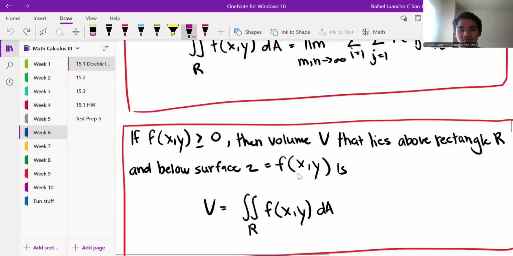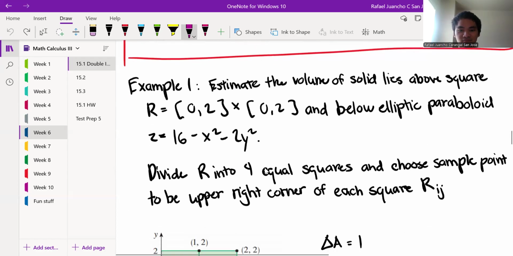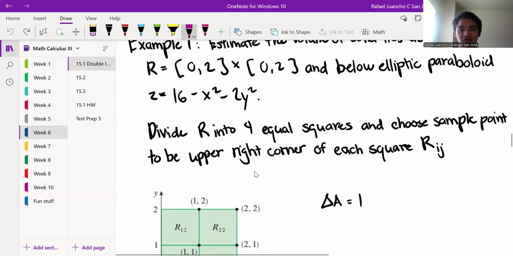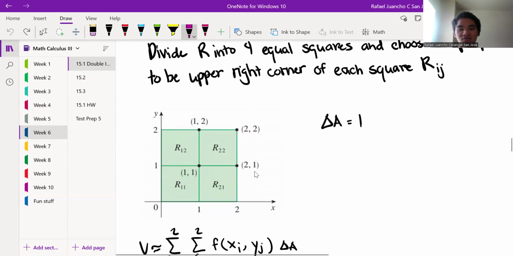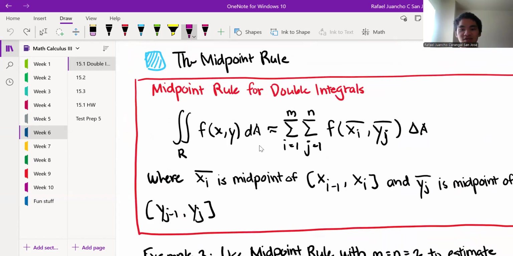And then from there, what else did we talk about? Yes, so if the volume lies above the rectangle, then we know it's a volume, right? So similarly, if our curve in 2D lies above the x-axis, then we know it's an area under that curve, right? And then we did some examples of estimating the volume of solids using Riemann sums. And then we talked about the midpoint rule, but this time in 3D. So we use double integrals instead of a single integral.